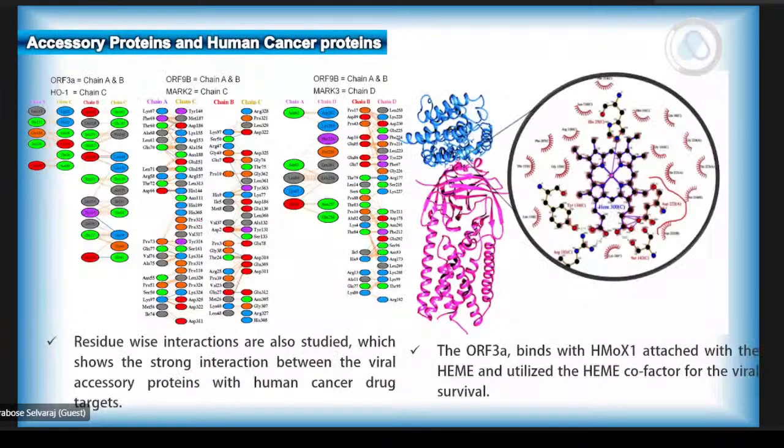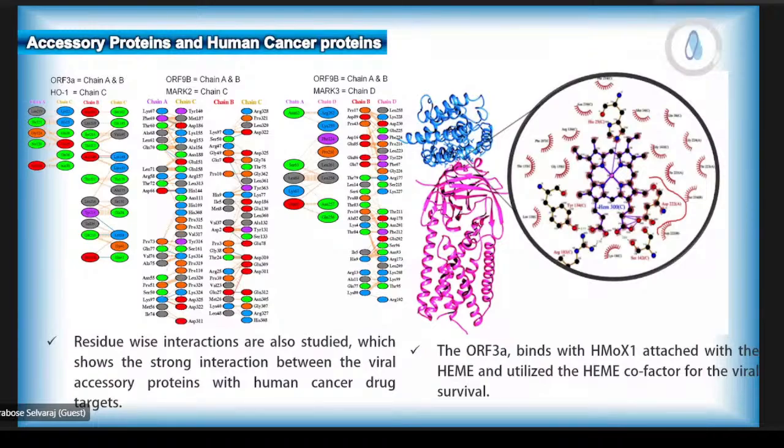These are the interacting patterns. For each protein, like ORF3A, what are the interacting amino acids, and for ORF9B, what are the interacting amino acids. Even the ORF9B protein is the same with MARK2 and MARK3. There is huge similarity seen, but the interaction patterns are completely different. So these are the findings we have found.